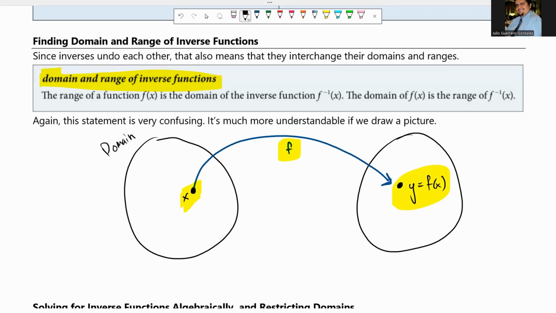We know that the collection on the right is the range of my function f of x. And let me add a couple more. My eraser on my tablet, there we go.